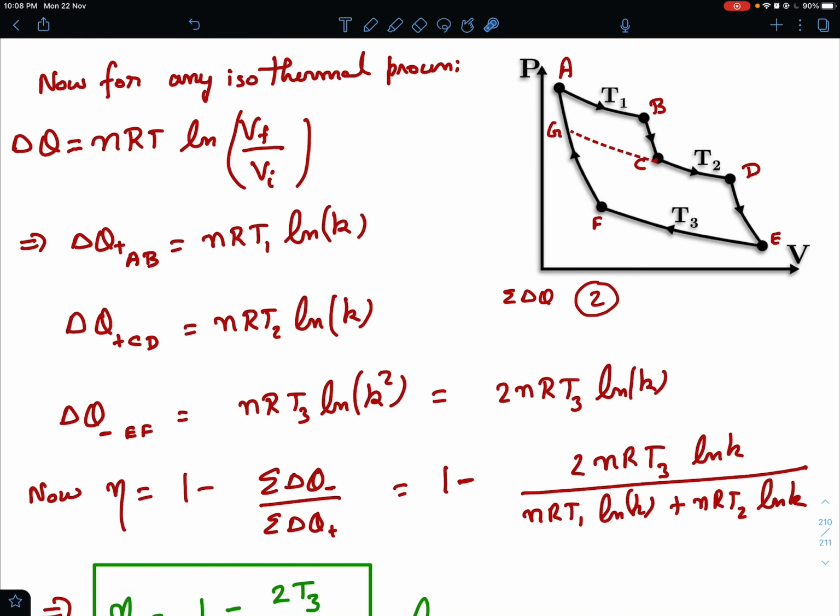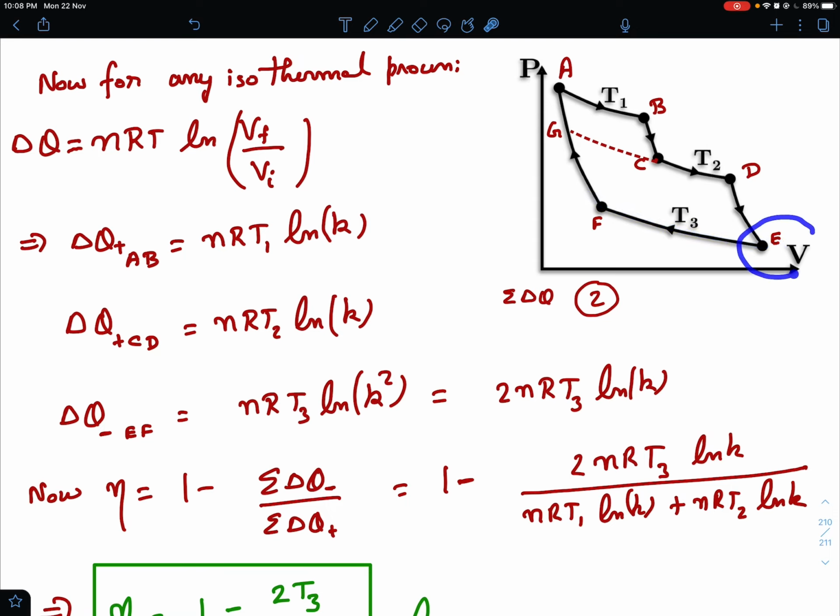Okay. Now it's simple. For any isothermal process, what is the heat supplied? Heat supplied is simply nRT log of V final by V initial. See, delta Q is delta U plus delta W, and there is no change in internal energy in an isothermal process. So what is the positive heat supplied in A to B? The volume ratio is K, so we can simply say nRT1 log of K. Similarly, what is the positive heat supplied in C to D? That is nRT2 log of K.